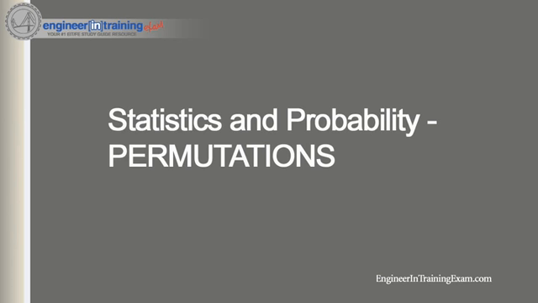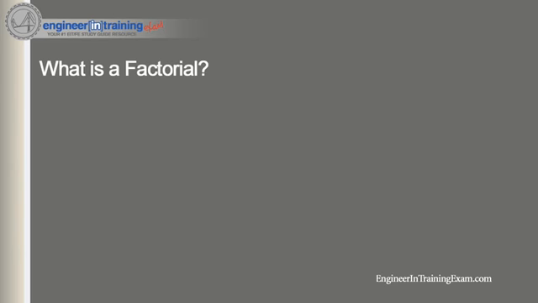So first, to start this tutorial review, we have to review what a factorial is. A factorial is written as n, or any number, followed by an exclamation point, that's n factorial. And n factorial is the product of n times n minus 1 times n minus 2 all the way down to 1.